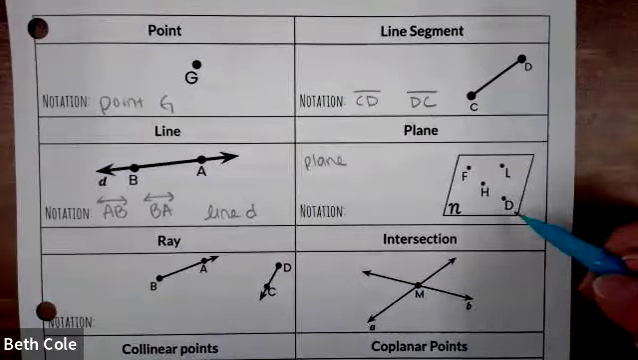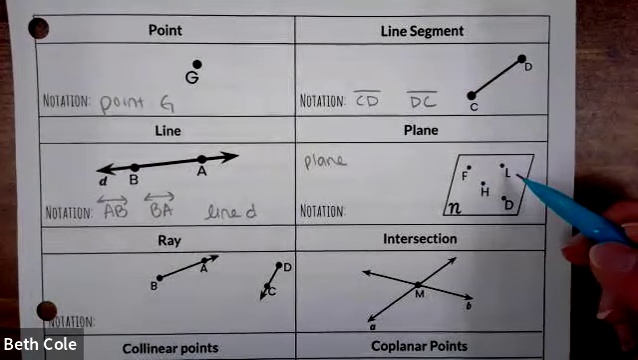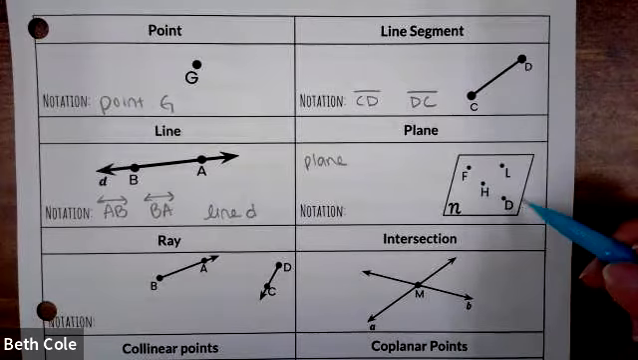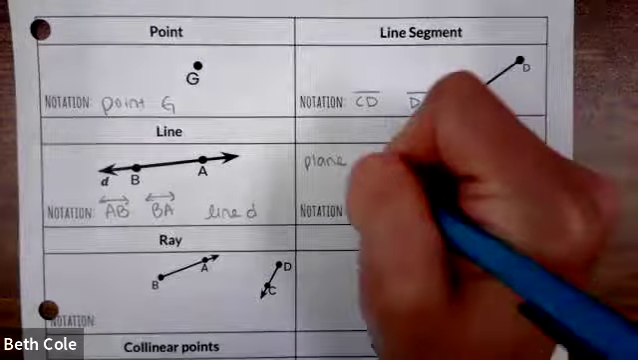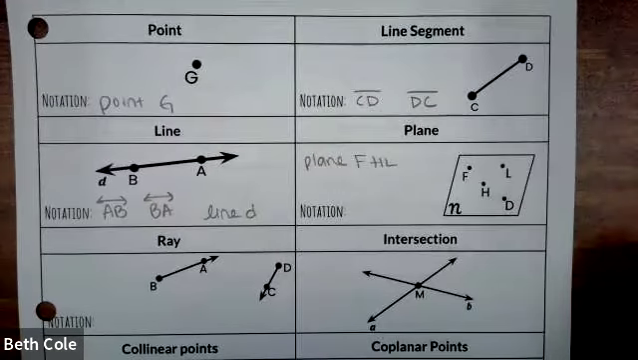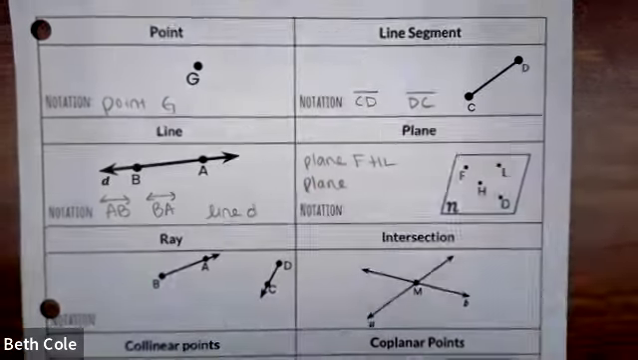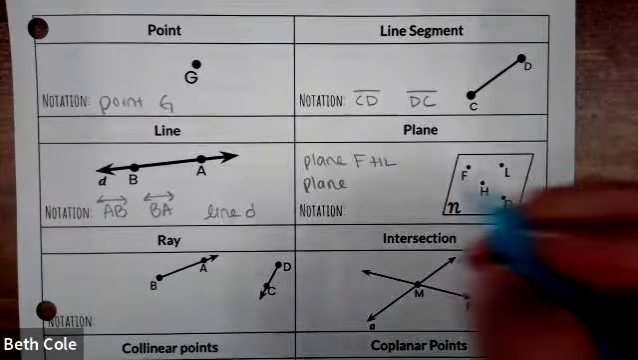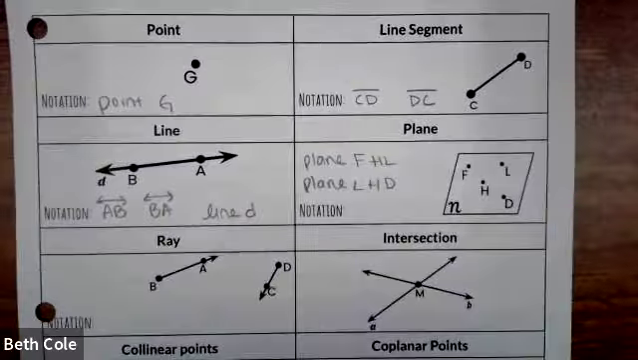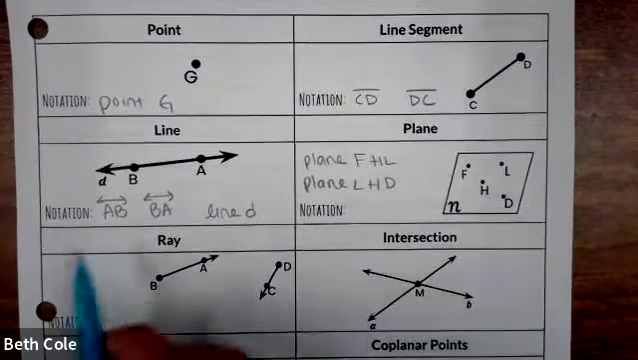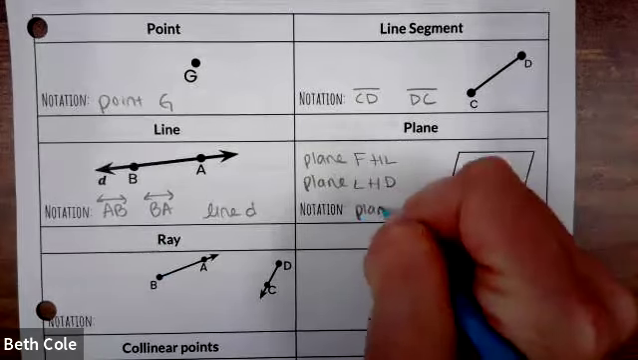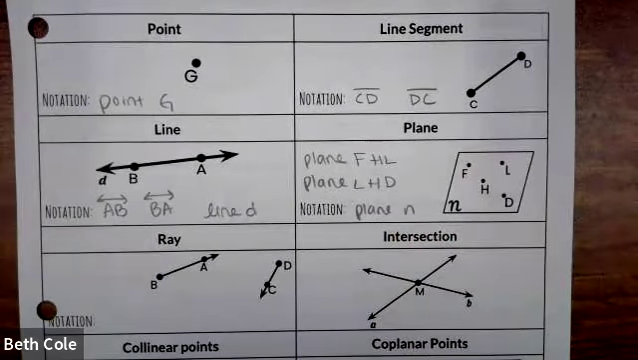So it would be plane, and then you can pick any 3 of these. It doesn't matter which 3, and it doesn't matter which order. So there's a lot of ways you can say this. So plane FHL. I'm not going to list out every single way you could say this because there would be quite a few of them. But can someone give me another one? Like, what's another way you could name it? Yeah, LHD, etc. And you just have to pick 3 in any order. And then same as with the line, do you see the little N there? You could also say plane N, just name it that way.